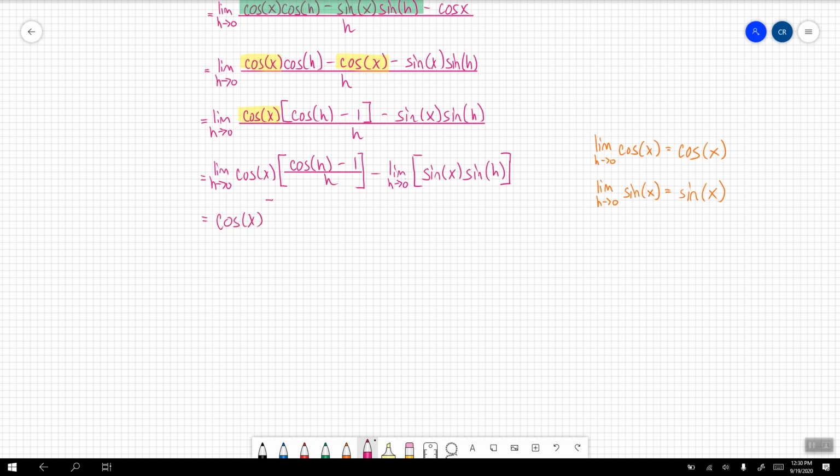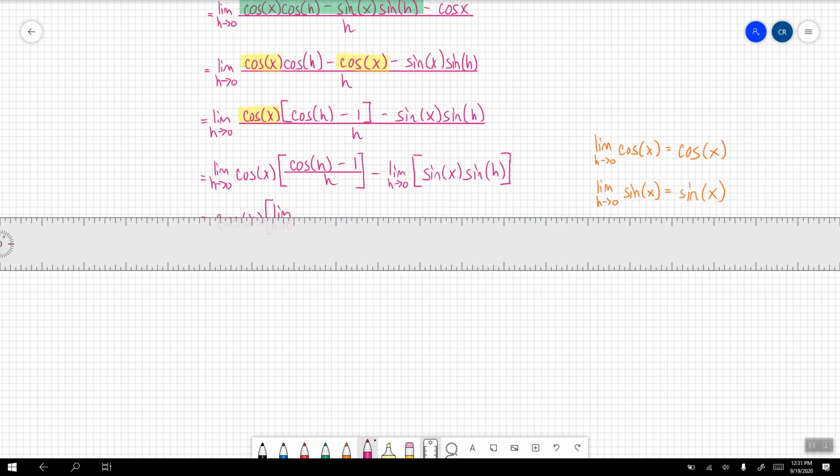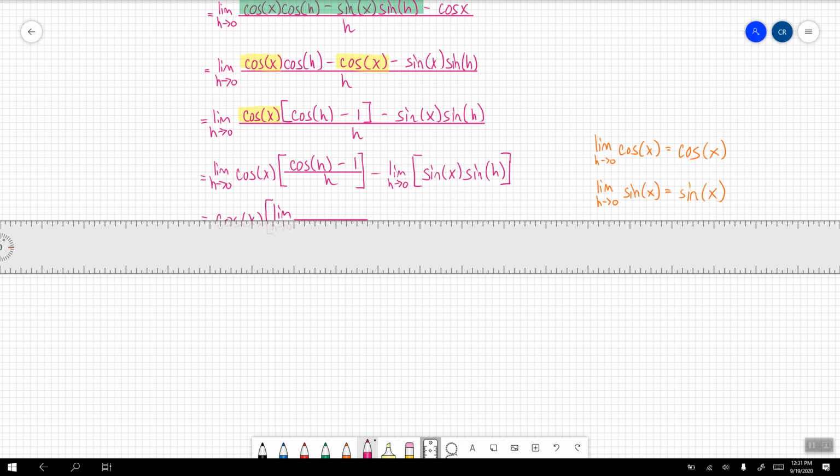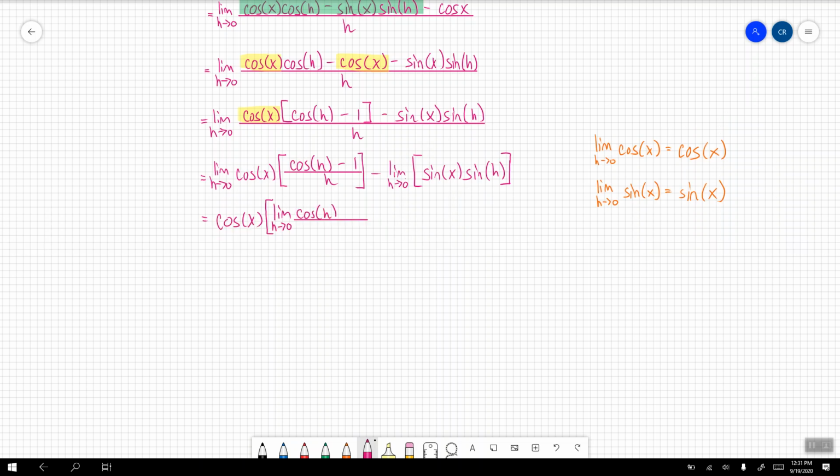Now we have this limit in the bracket, which is a limit as h is approaching 0 for cosine of h minus 1 all divided by h, minus the limit for sine of x. Well, remember, the limit as h is approaching 0 for sine of x is just sine of x. However, we do have sine of h, so let's multiply that out. That's going to be the limit as h is approaching 0 for sine of h.